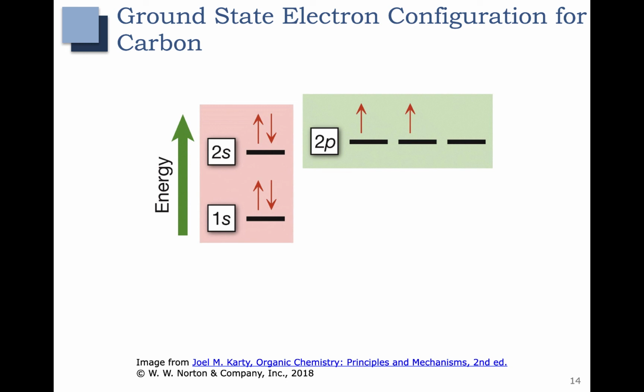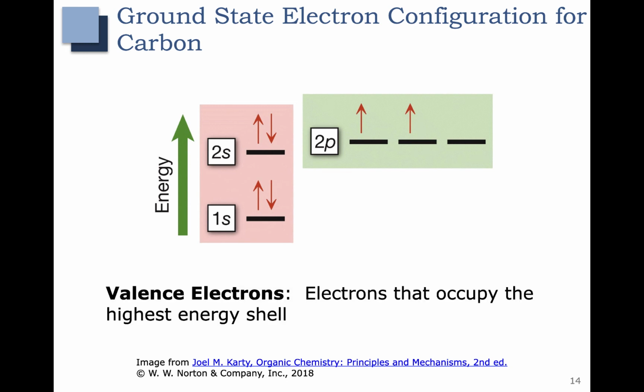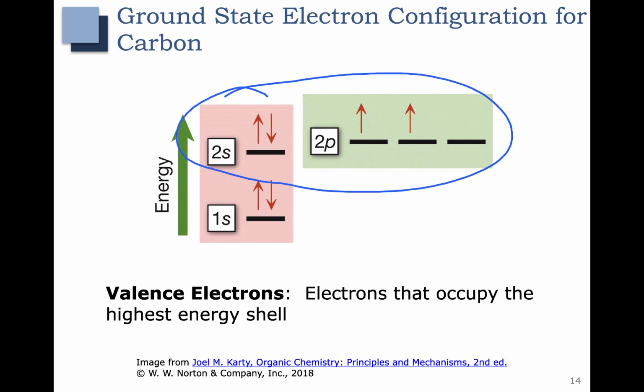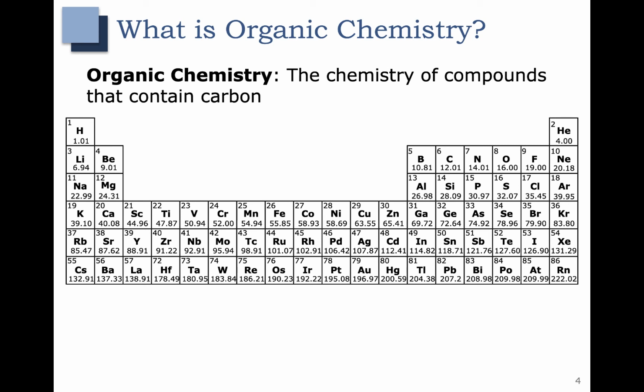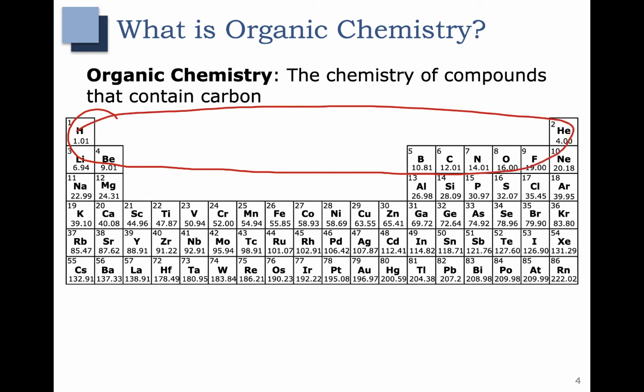What we really want to be able to do with this information is to determine valence. And valence electrons are the electrons that occupy the highest energy shell. For carbon, we're looking at this shell here, our n equals 2 shell. And we have 4 electrons in this shell, so valence for carbon is equal to 4. If we were doing the same thing for hydrogen, hydrogen only has 1 electron in the 1s orbital, so valence for hydrogen is 1. I recommend that you practice with valence and make sure that you can quickly determine valence for anything in the first 2 rows of the periodic table here.